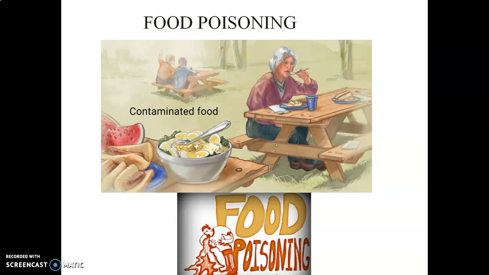So here once again the dose matters. The quantity of the contaminated food which is consumed may lead to the symptoms of food poisoning. If contaminated food is consumed in a low quantity, sometimes mild vomiting or diarrhea can be observed. If severe symptoms are observed, then it should be treated.